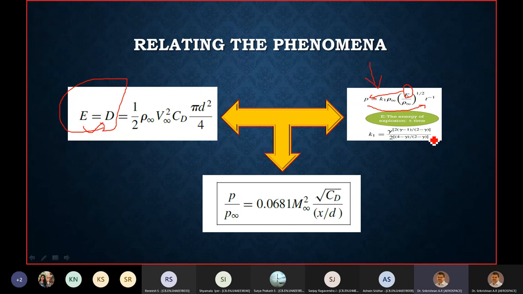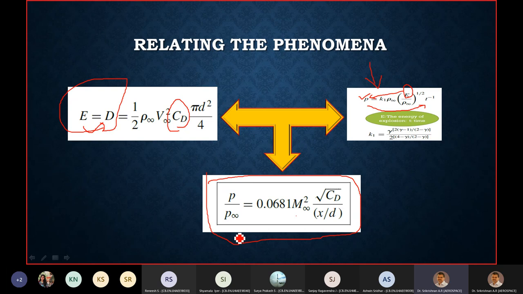So now d itself, that is the energy itself, we can relate to CD on this side, and on the other side we have pressure. Combining these two, we can get a relation by eliminating V infinity and replacing it by M, because we have rho also there. So by introducing Mach number, a relation has been derived which gives P by P infinity, that is the static pressure distribution normalized by the free stream pressure, as 0.0681 M infinity. It's a non-dimensional equation, so we don't have to worry about the dimension. So 0.0681, a constant, M infinity squared, square root of CD divided by X by D.